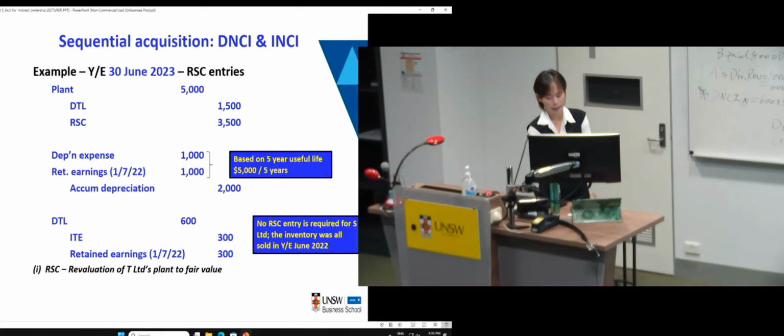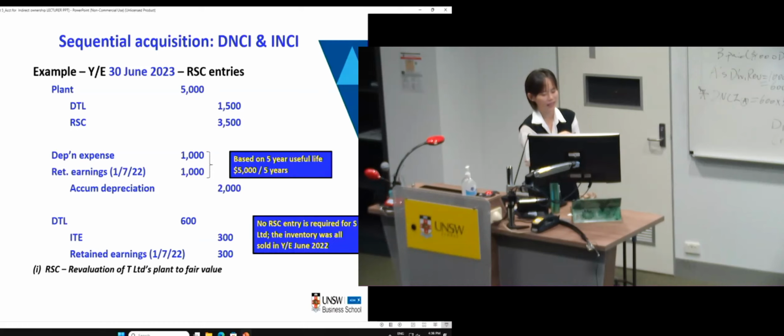Right. Now then we're going to show the reversal of the DTL. So you can see the DTL balance you raised here from the revaluation entries will be reversed progressively over the remaining useful life through the depreciation adjustment, right? So 30% of 2,000, you get 600, or you just total this, get 600. So each year reverse 300, right? 2 years, 600.